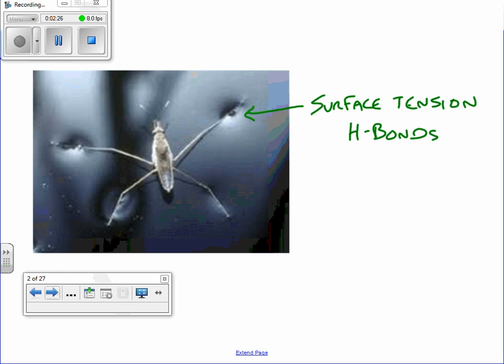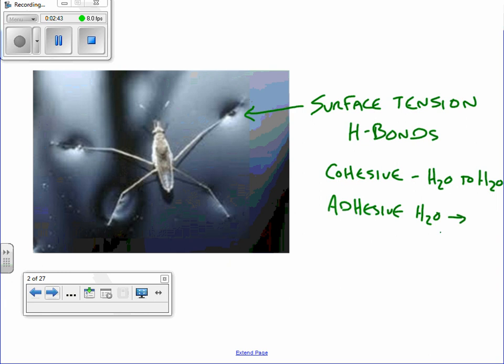So it's resisting the surface breakage because water tends to be cohesive, and that's water sticking to water, right? Whereas adhesive would be water to other things.